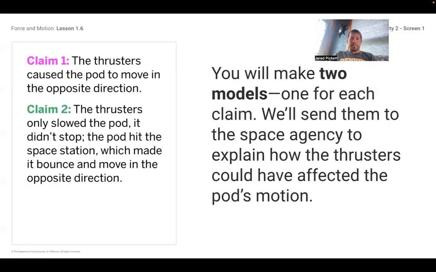Awesome. So we're going to make 2 models, one for each of these claims. We'll send them to the space agency to explain how the thrusters could have affected the pod's motion. Claim number 1, what we're focused on is that the thrusters are the only thing that's responsible for changing the velocity of the space pod. Claim number 2 is that the thrusters and the space station both are responsible for the change in velocity of the pod.